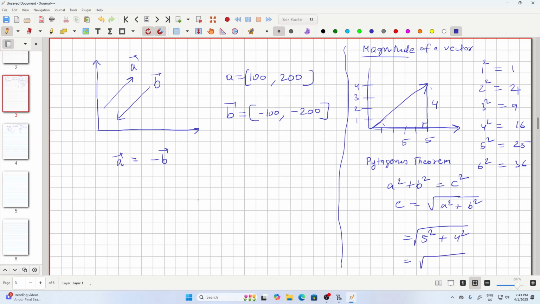We get 25 plus 16, right? So it's around 41, right? So it's a little more than 6, maybe something. Okay, 7 square is 49, right? So roughly 6. Again, we don't need to know the real decimal value. A computer can find it out, so we don't worry about it. So roughly 6. Okay, so this is how you find the magnitude of the vector.